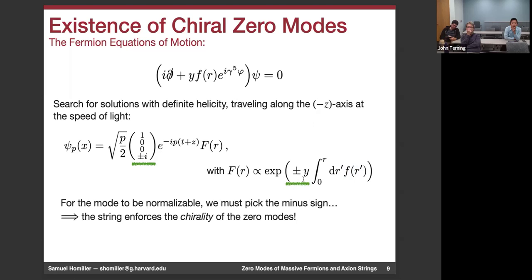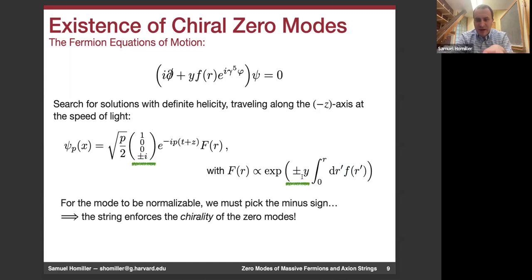Okay. Like I said, the only other thing, once you've put down this ansatz, that you require is that this mode has to be normalizable, which tells you that you have to pick the minus sign here, which means you have to pick the minus sign here. And so that really is telling you that when you write down these string solutions, you pick a definite orientation where the string is winding in a certain direction, and that picks out the chirality of the zero modes that lie along the string. You can see that just from the equations of motion.